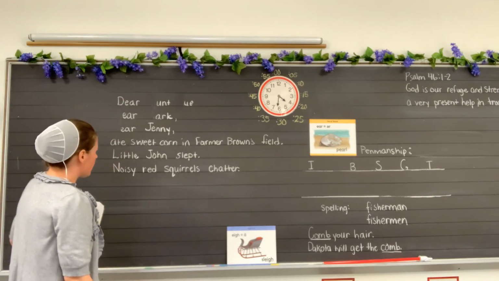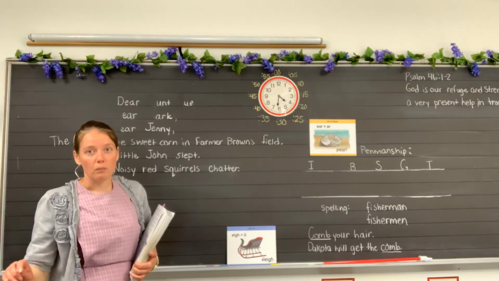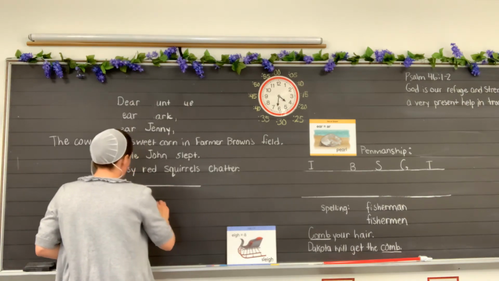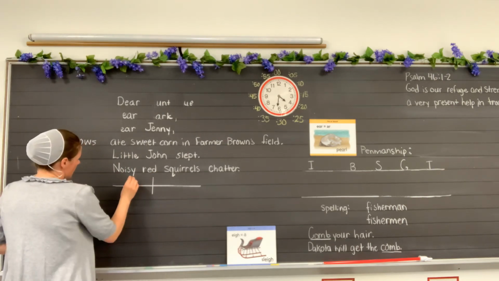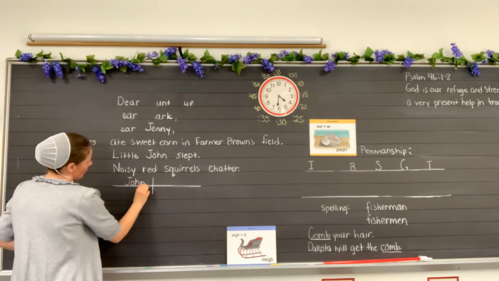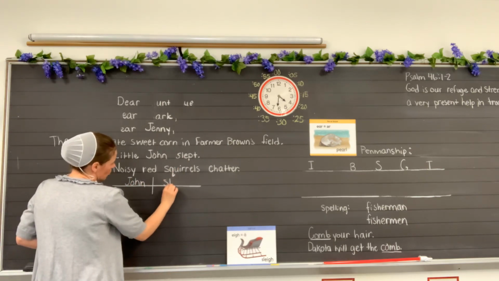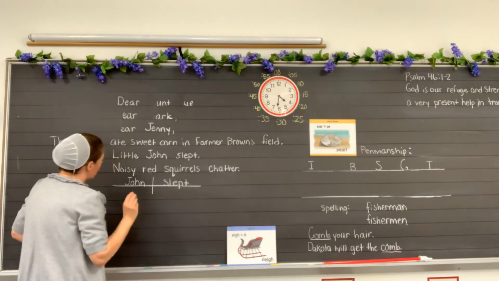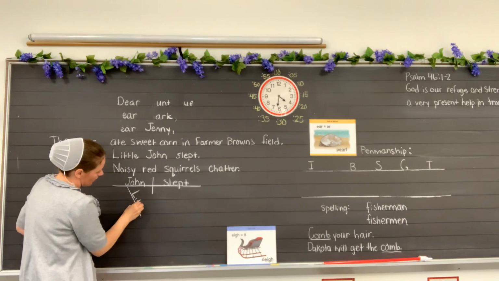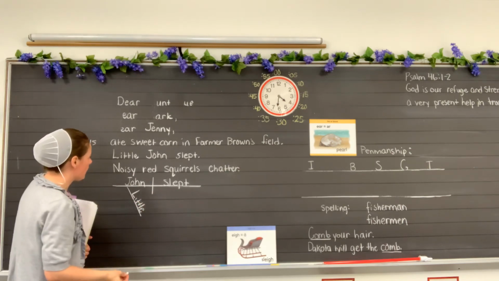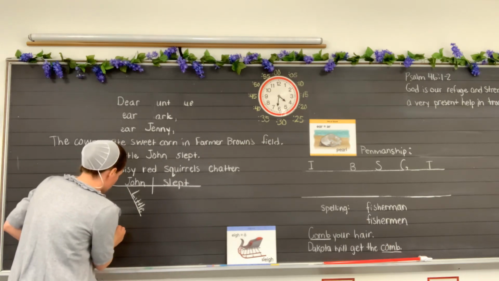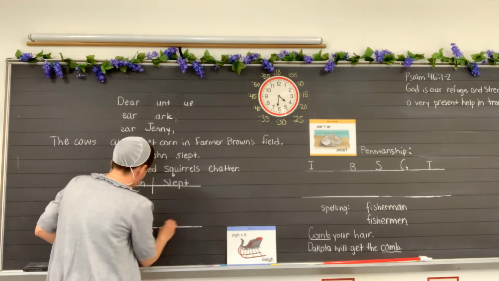All right, let's think about diagramming again. Little John slept, so we will draw a line like this and like that. And John is the noun. John goes here. And slept is a verb because it shows action, so we'll put it there. Little describes John, so we'll put that down here on the slanted line. Okay, and then we have noisy, red squirrels chatter. Let's see, we'll put him right here.